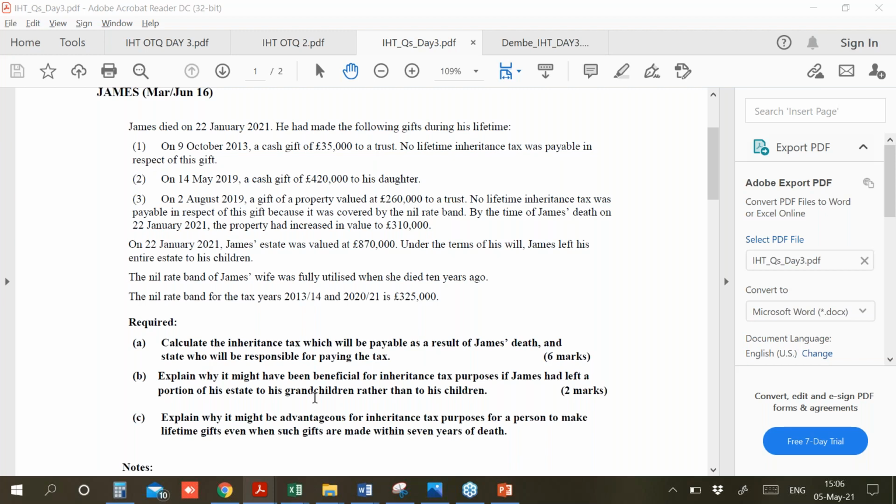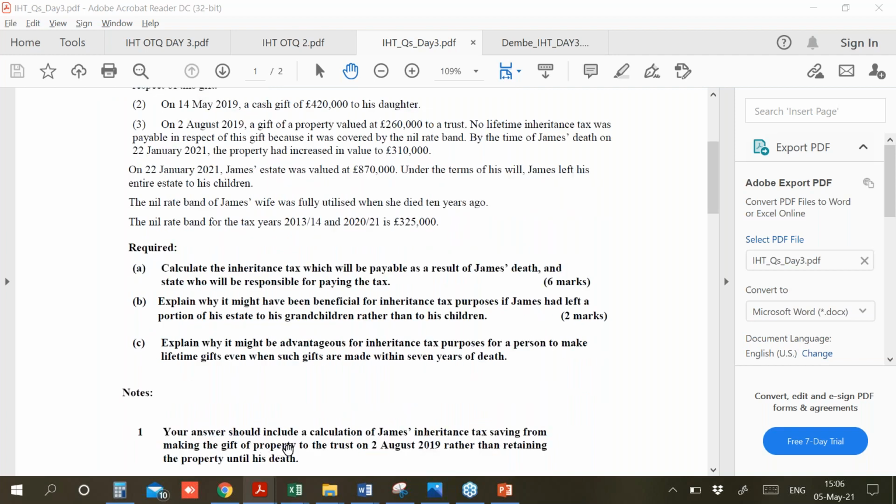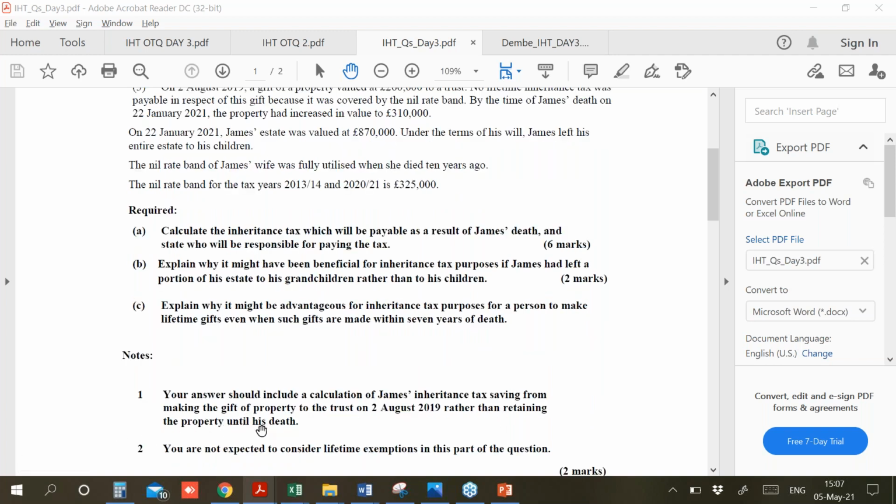Now, moving on: explain why it might be advantageous for IHT purposes for a person to make lifetime gifts, even if such gifts are made within 7 years of death. Your answer should include a calculation of James' inheritance tax saving from making the gift of a property to a trust on 2nd August 2019, rather than retaining the property until his death.